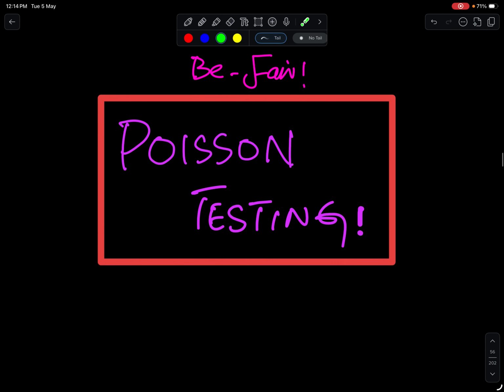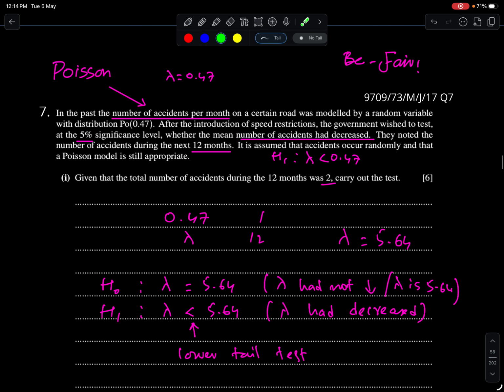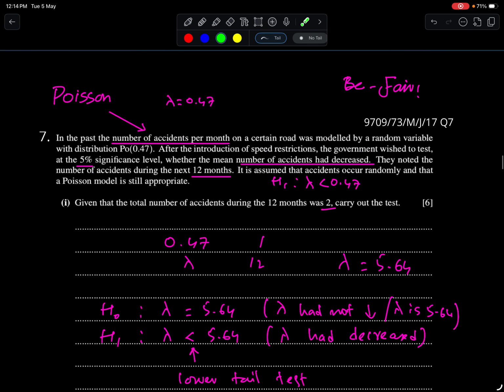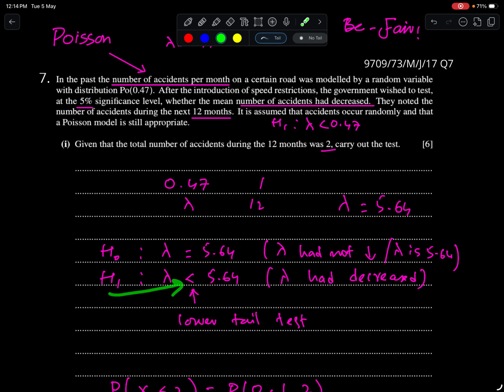Poisson distribution in hypothesis testing. Here the population is Poisson. I am reading from here: whether the mean number of accidents had decreased, lambda is less than. So this is H1. In H0 always put an equal sign. Here copy the sign from the given information. Decrease means lesser sign.